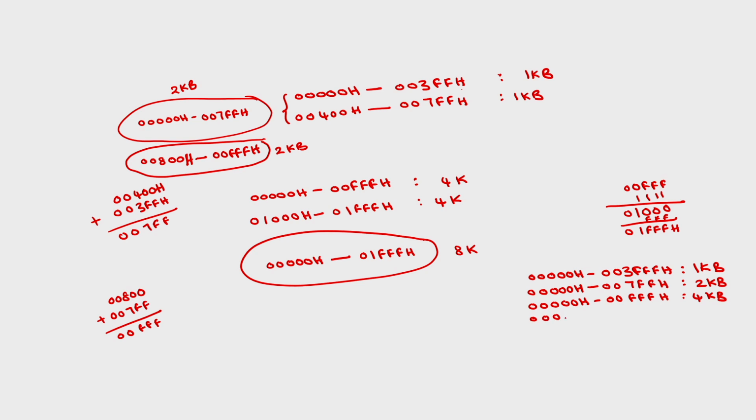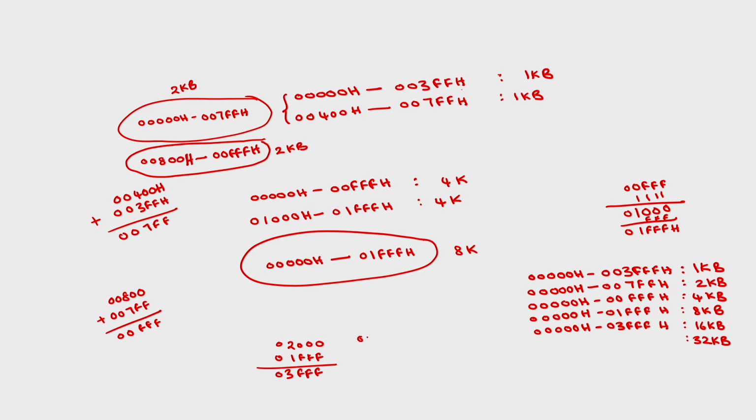Starting with 00000H and ending with 01FFFH will be 8K. Similarly, if I want 16K, the next address will be 02000 plus 1FFF, which is 03FFFH. So 00000H to 03FFFH will be 16K.